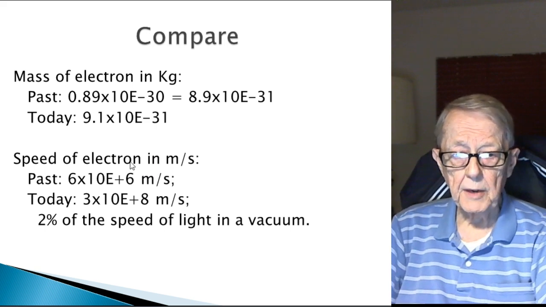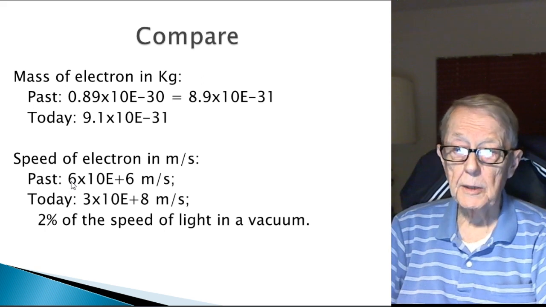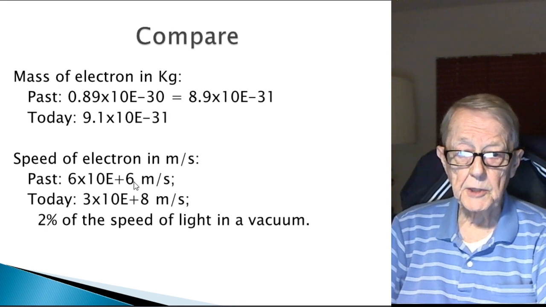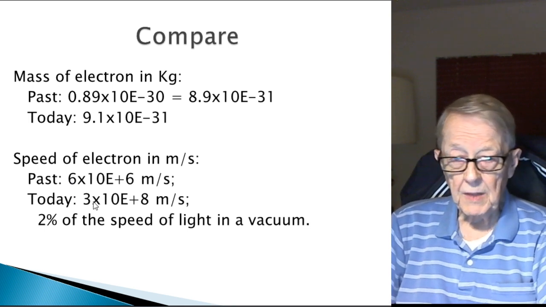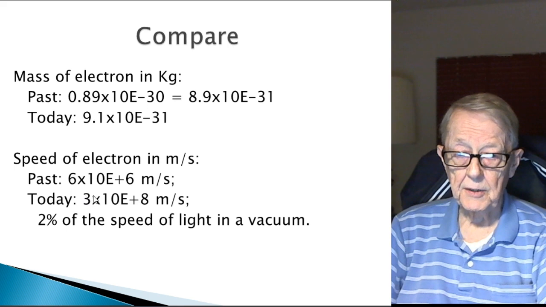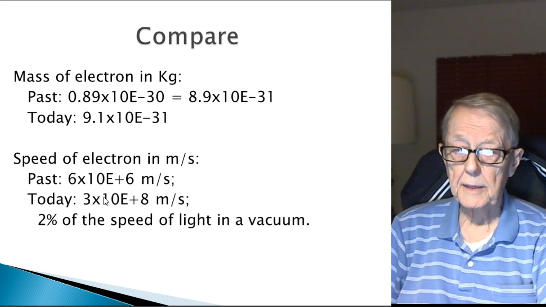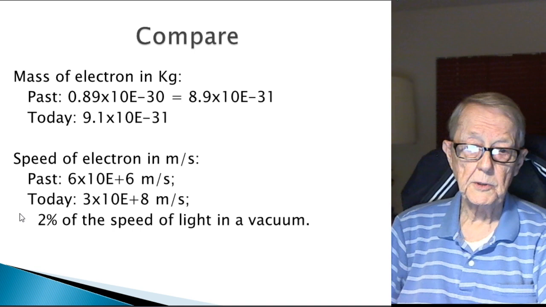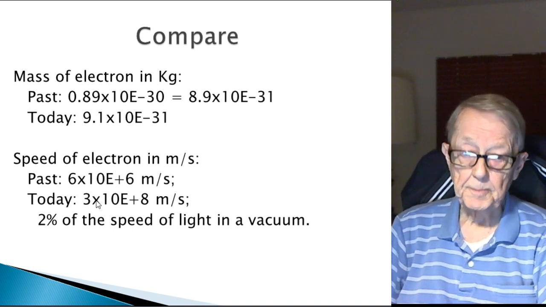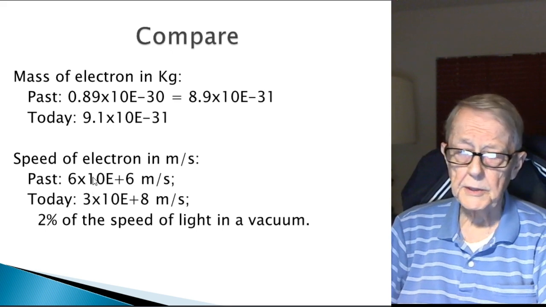Now the speed of the electron is in meters per second. In the past, this particular experiment got 6 times 10 to the 6th meters per second. And today, well, this is not what the speed of the electron would be in this case necessarily. This is the speed of light, 3 times 10 to the 8th meters per second. So I'm comparing what she measured to the speed of light. I don't know what you would measure in this case today for that specific experiment.